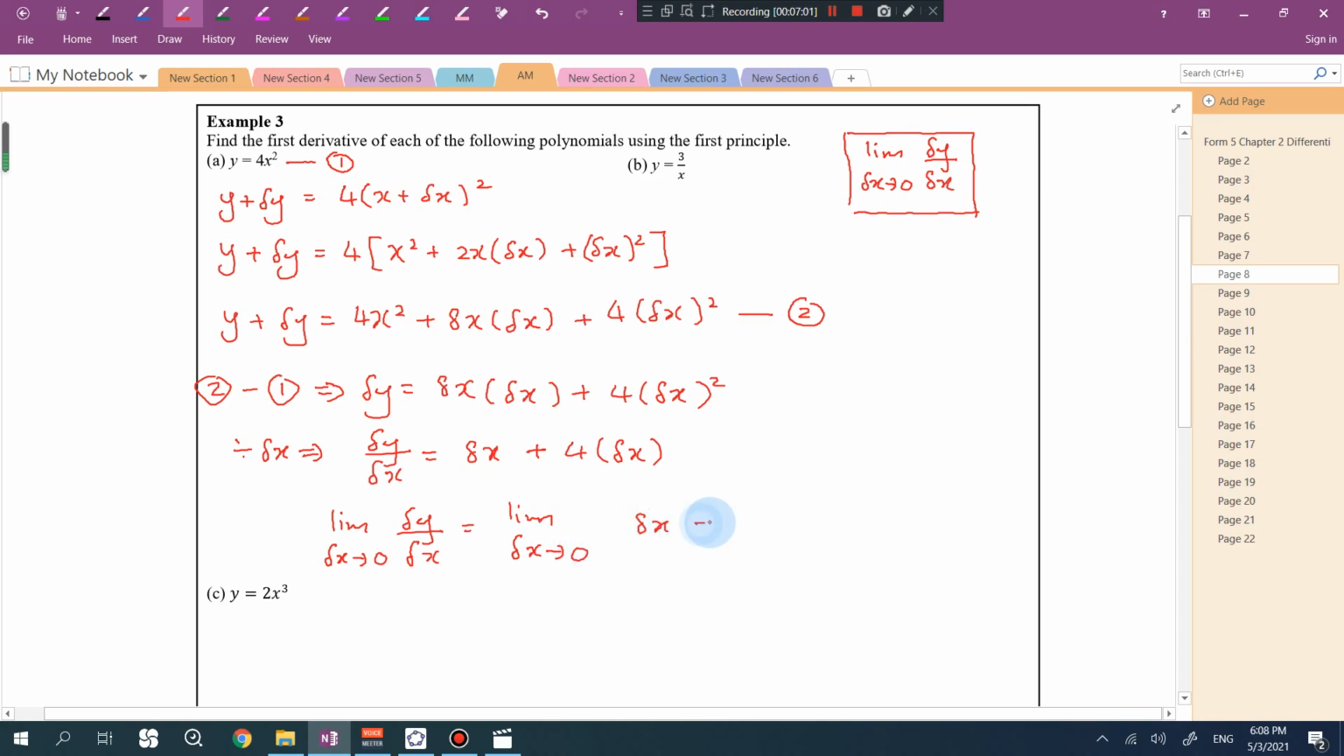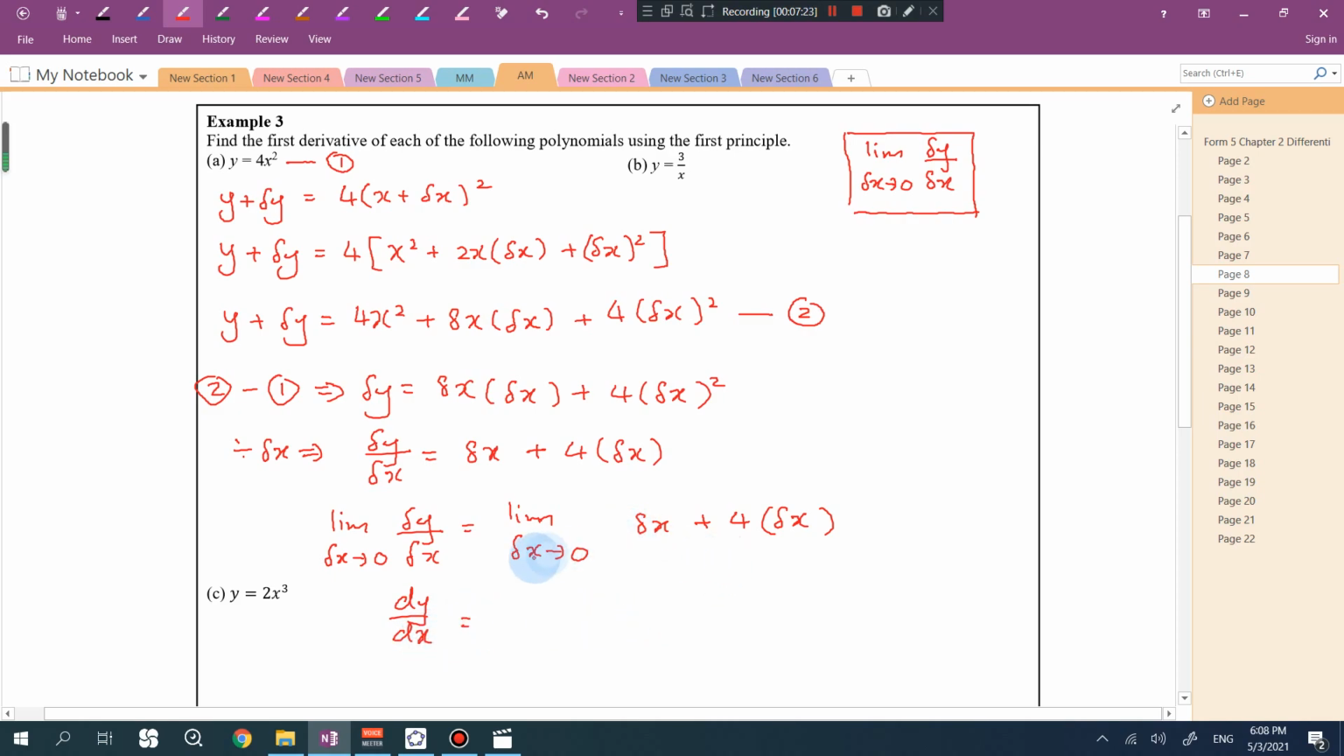So 8x plus 4 delta x. Oops, my delta is not nice. Okay, so delta x. Still remember, we normally do not write this way. We represent it by using dy by dx.